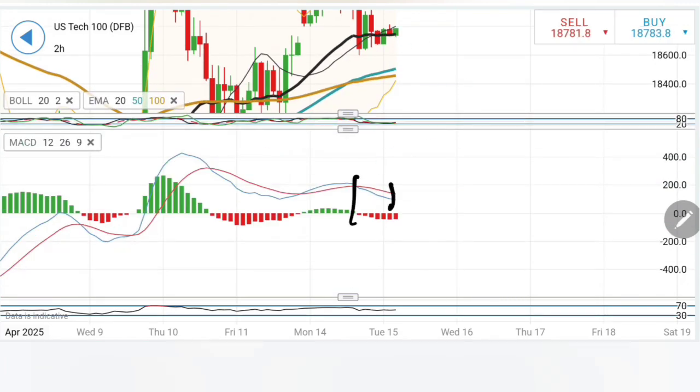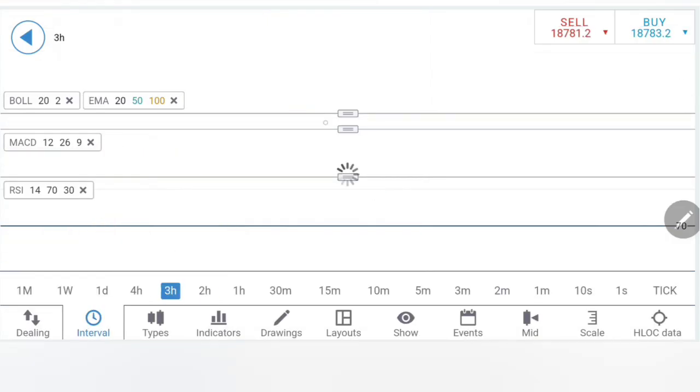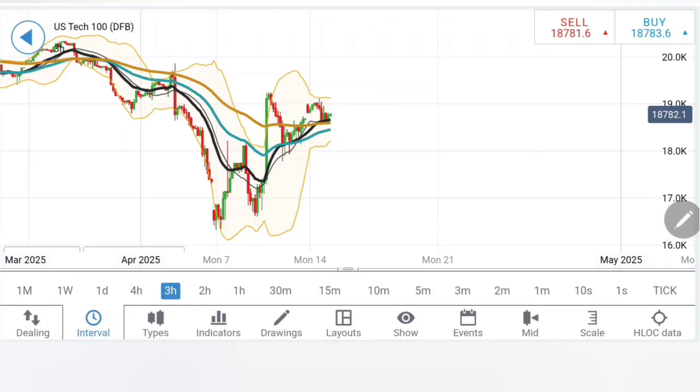Interestingly, the MACD here has crossed over, and this is trading with divergence. This is trading with slight bearishness, and this crossover is also coming at a higher level, which suggests a lot of downside here. Coming to the 3 hour chart, similar observation here.